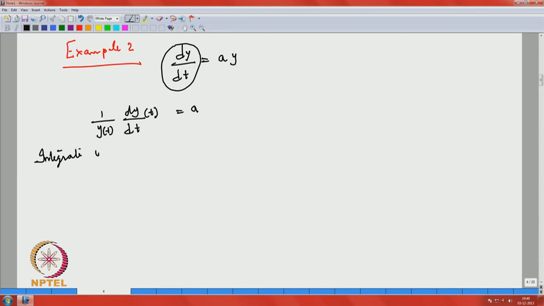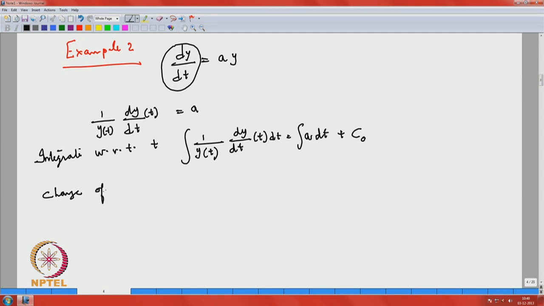When I integrate with respect to t, what do I get? I get the integral of 1 over y of t, dy by dt, which is a function of t, dt, equal to the integral of a dt plus some constant of integration. No change of variable. What is the change of variable here? Again, the change of variable here is t to y. You can make a change of variable anywhere you like.